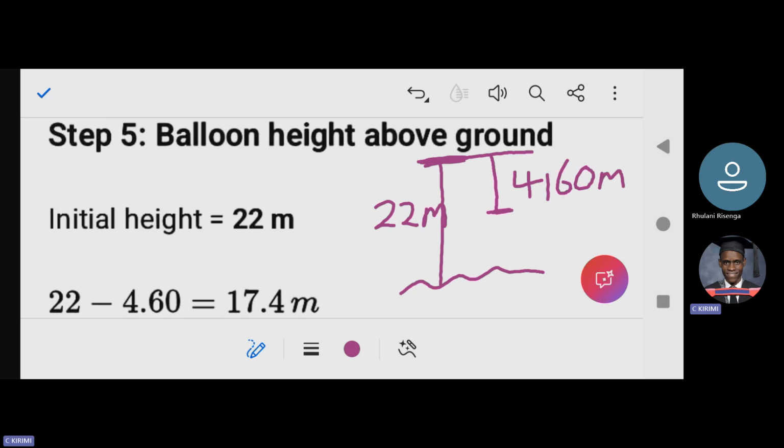So you want to calculate the balloon height above ground. From here to there, I must subtract: 22 minus 4,60, which gives 17,4 meters. Any questions then, on calculating the height above ground of the balloon?